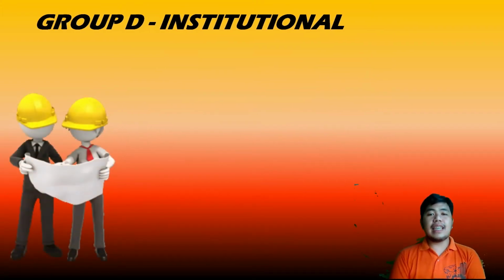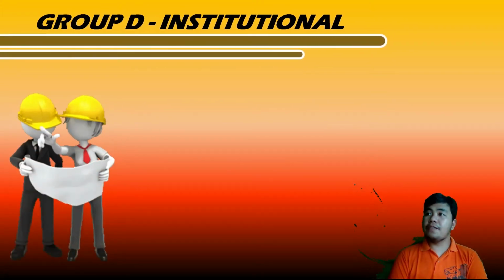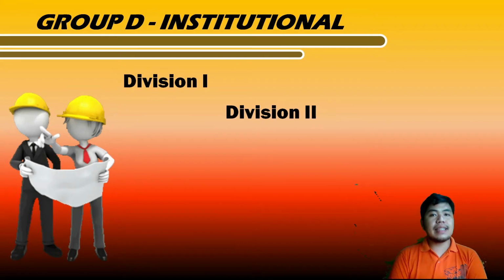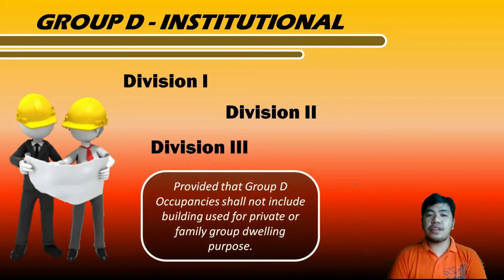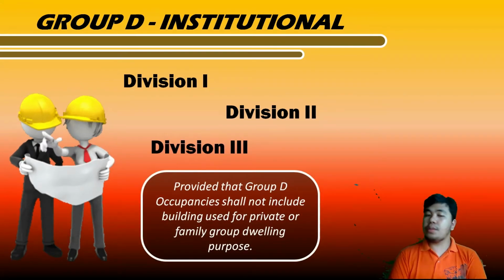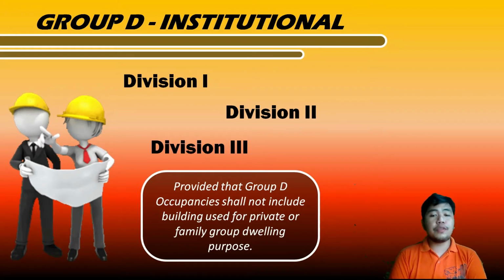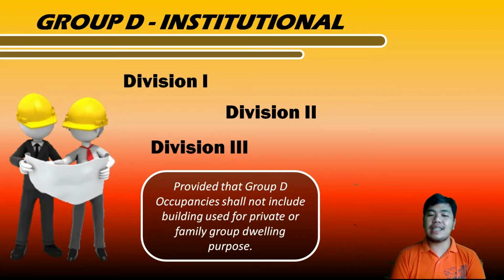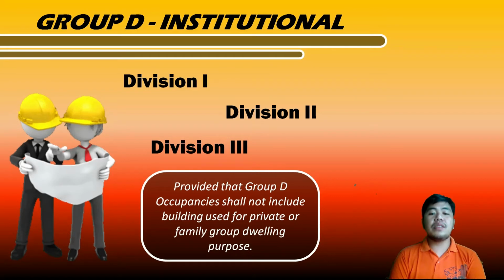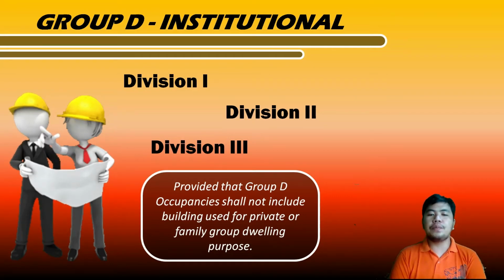In Group D Institutional, it mainly focuses on government and health services, starting with Division 1, Division 2, and Division 3, provided that Group D occupancies shall not include buildings used for private or family group dwelling purposes. Family group dwelling means two or more families residing in an apartment or house located on the same lot.